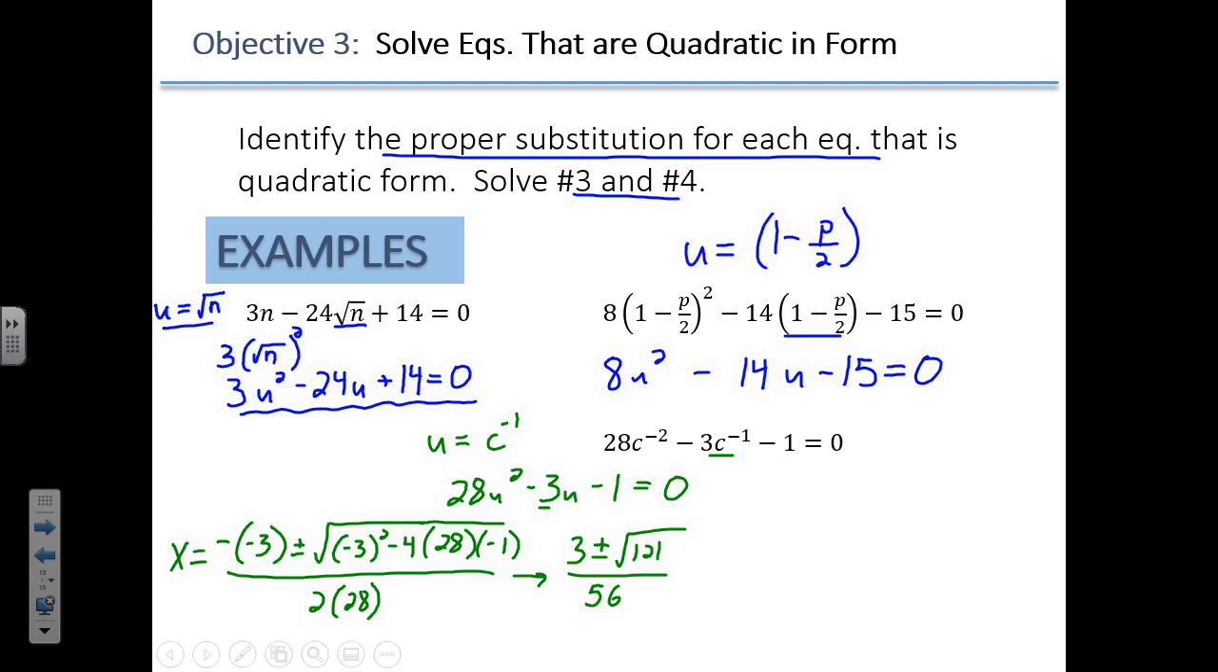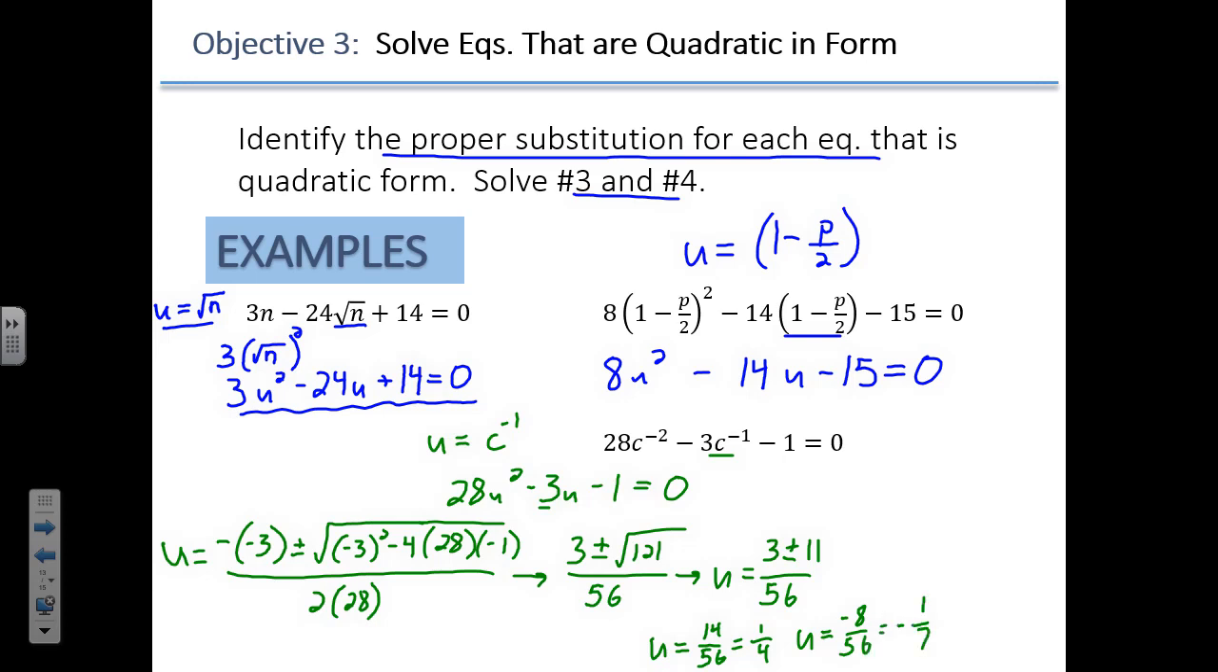I made a mistake here. I said back a minute ago that we were solving for x. We're not solving for x, we're solving for u. That's no big deal, but we're solving for u, not x. And if we go a pinch further, we get u equals 3 plus or minus 11 over 56. And so u is equal to 14 over 56, which is 1/4, or u is equal to negative 8 over 56, which is negative 1/7.